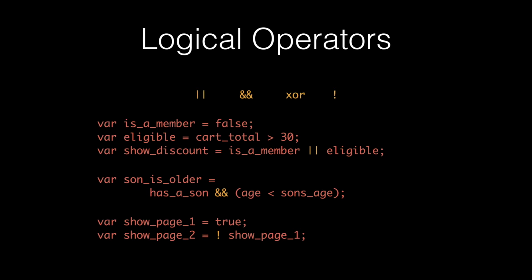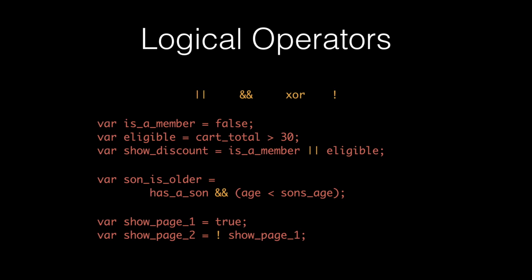Okay, so let's just imagine that eligible is resulting in true for now. So is a member is false and eligible is true. So in the third line, we are saying the variable show discount is assigned the result of this logical operation. So the OR operator allows us to test whether at least one of the sides here is true. If either side is true, then the result of the comparison is going to be true.